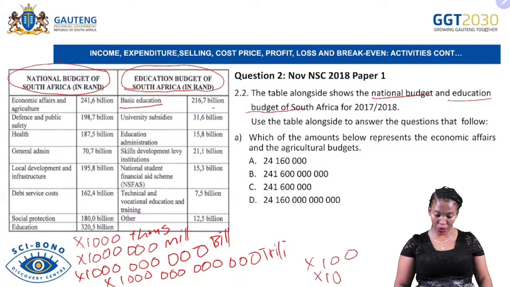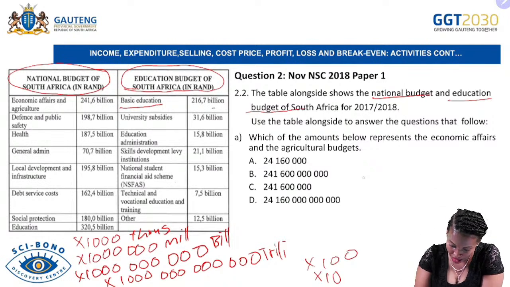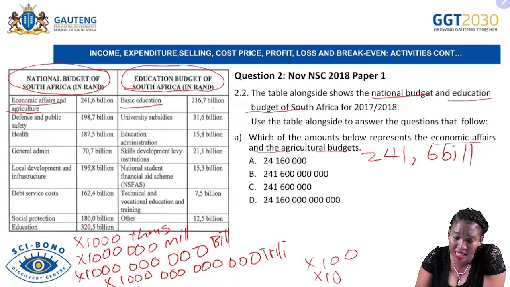So let us look at the first question here. Which of the amounts below represents the economic affairs and the agricultural budgets? So let's go first to our table. They're talking about economic affairs and agricultural budgets. So this is the economic affairs and agricultural budgets, and it is 241.6 billion. Remember I said billions means we multiply by 1 and 12 zeros. I'm sorry, 1 and 9 zeros.